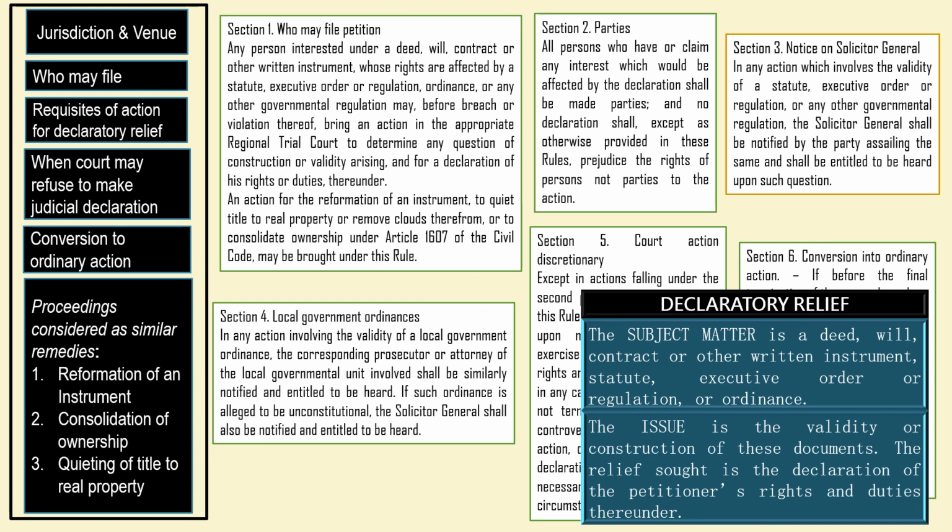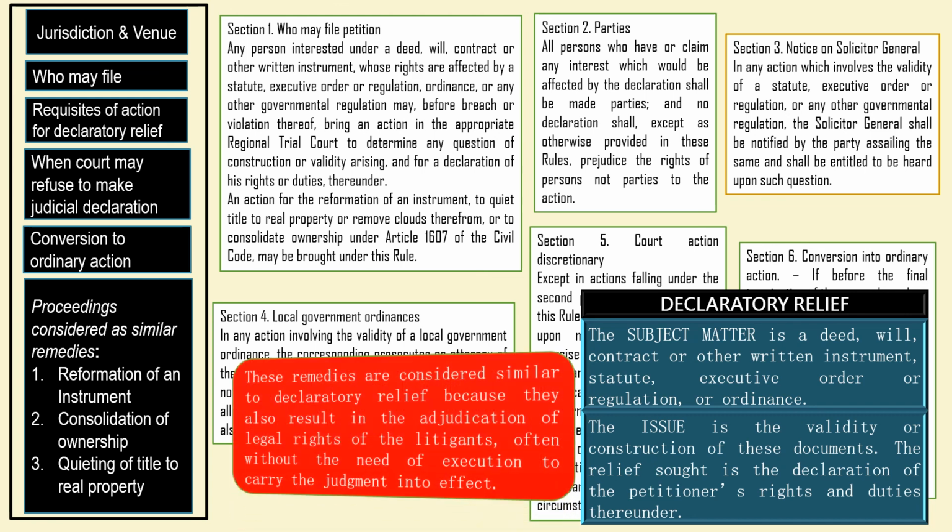As far as the similar remedies are concerned, what again are the similar remedies? That is the reformation of an instrument, the consolidation of ownership, or the quieting of title to real property. The reason why they are considered similar to declaratory relief is because the result in these similar remedies is also the same result as in declaratory relief. There is an adjudication of legal rights of the litigants, but often without the need of execution to carry the judgment into effect.